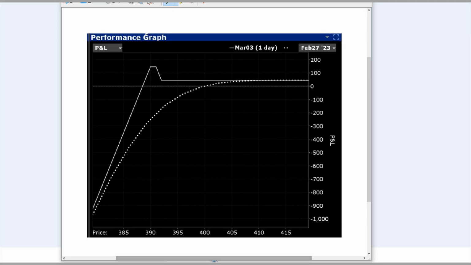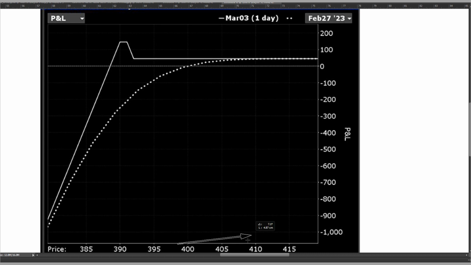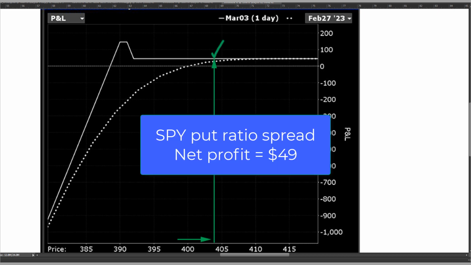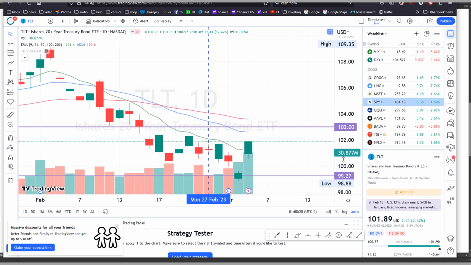Okay, so just to review the performance for SPY, I made the trade when SPY was somewhere around here at 398, and I thought the ETF would go higher towards the right here, and it finished at about 404, which is right here, and that means I've made a profit of $49. And really, it could have closed anywhere above around 392 and a half, and I would have made the same amount of money.